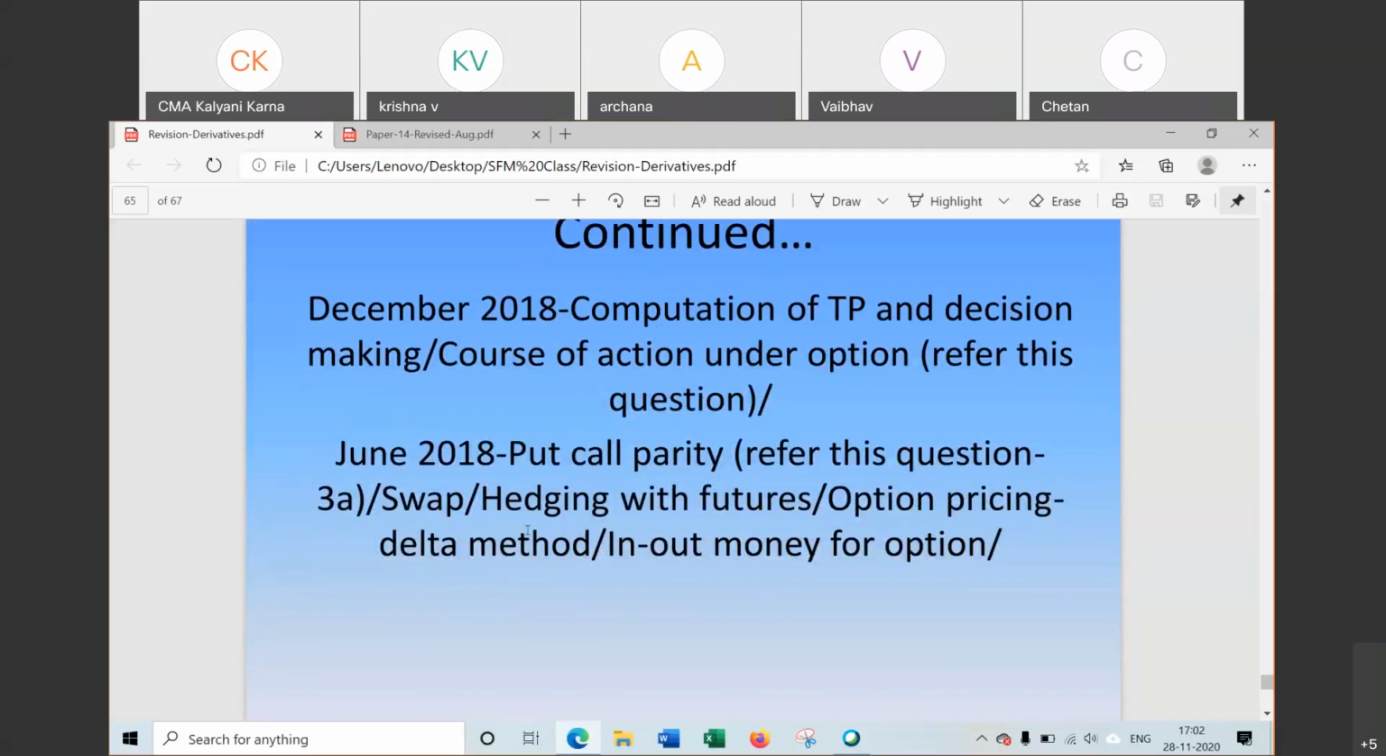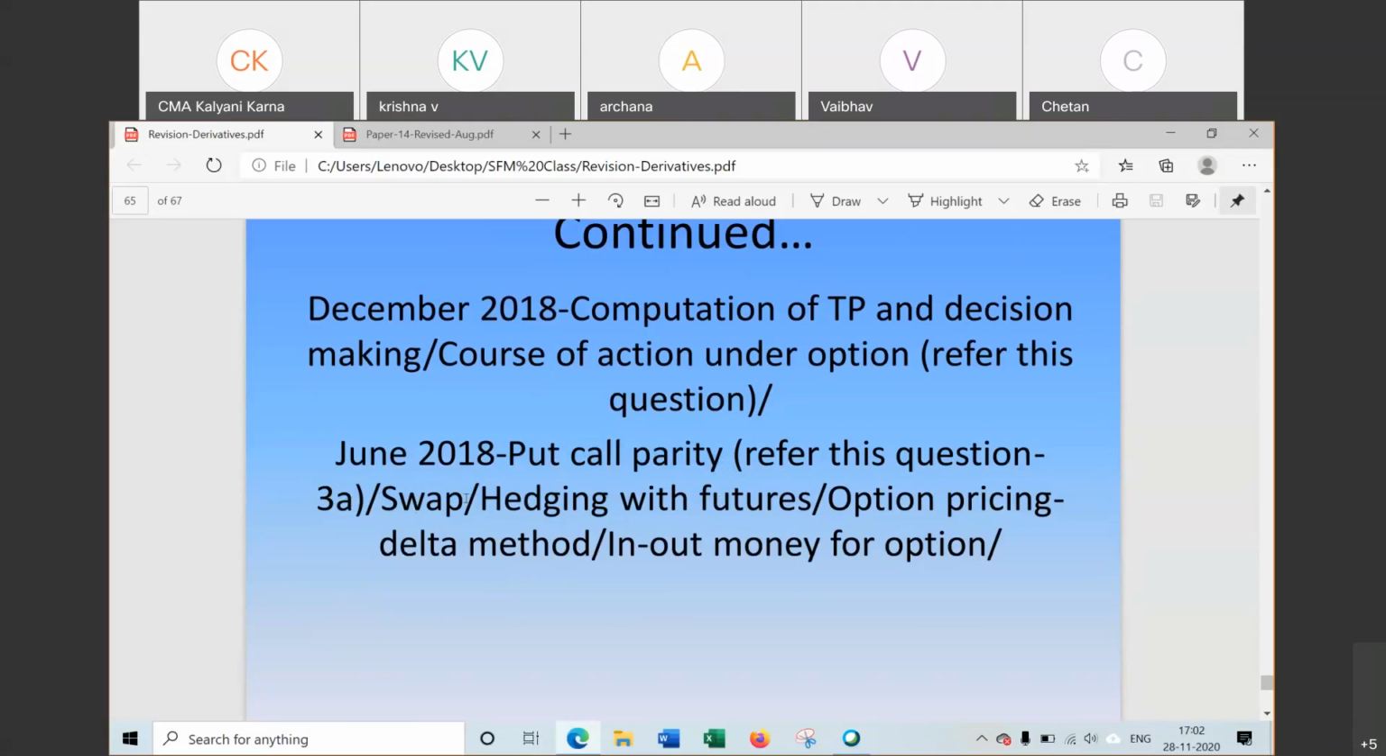June 2018, put call parity. One question is based on put call parity. Please refer to question number 3A. The question is very easy, but practice it from the suggested answer because this is somewhat different. It is easy, but we have to find the values. We have to use the put call parity equation and find some value based on it. Such a question is not directly in the book. That's why I have written it here. Please solve that question.